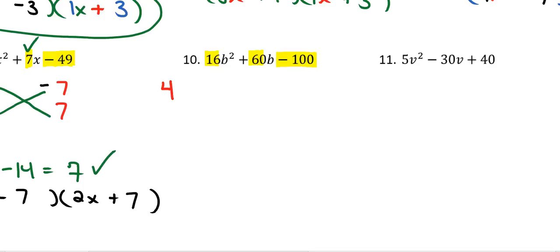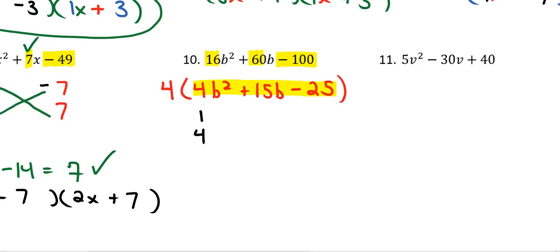If I factor out the 4, I'll get 4b squared plus 15b minus 25. Okay, so that's step number 1: take out the GCF. And then I need to factor out this expression in yellow using the x method. Numbers that multiply to 4 are 1 and 4, and numbers that multiply to 25, I would say positive 5 and a negative 5. And then I just use the x method now.